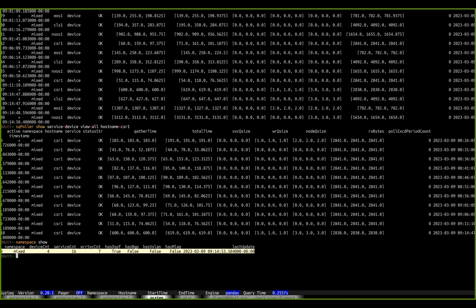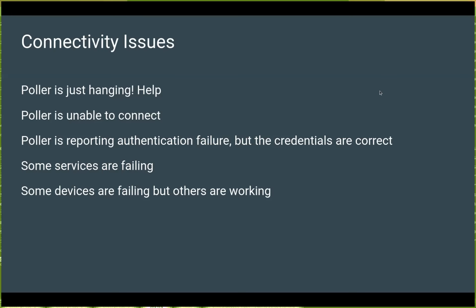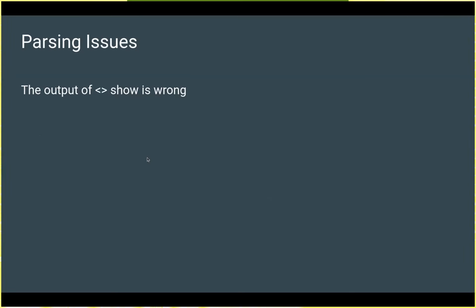Any other questions? If there are no other questions, we talked about the parsing issues already. If there are no other questions, we come to the end of this month's meetup.